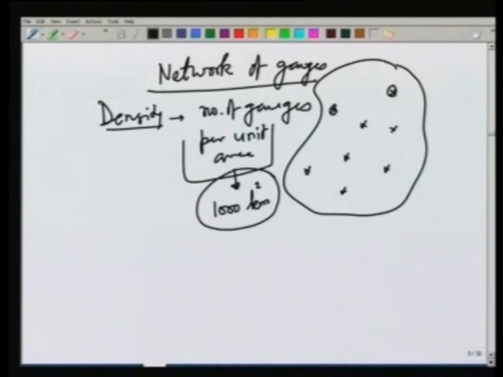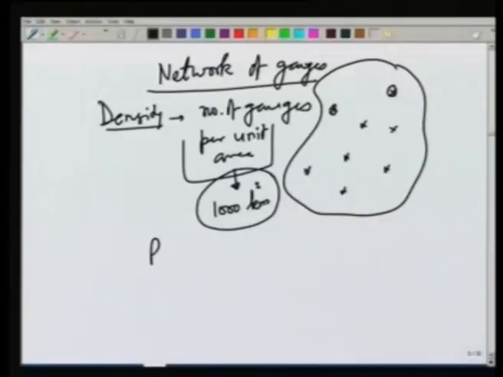How many gauges will be put in that unit area will depend on what type of area it is, how the rainfall is varying in that area, and there are some guidelines. For example, in plain areas, typically 2 rain gauges for 1000 kilometer square are suggested.